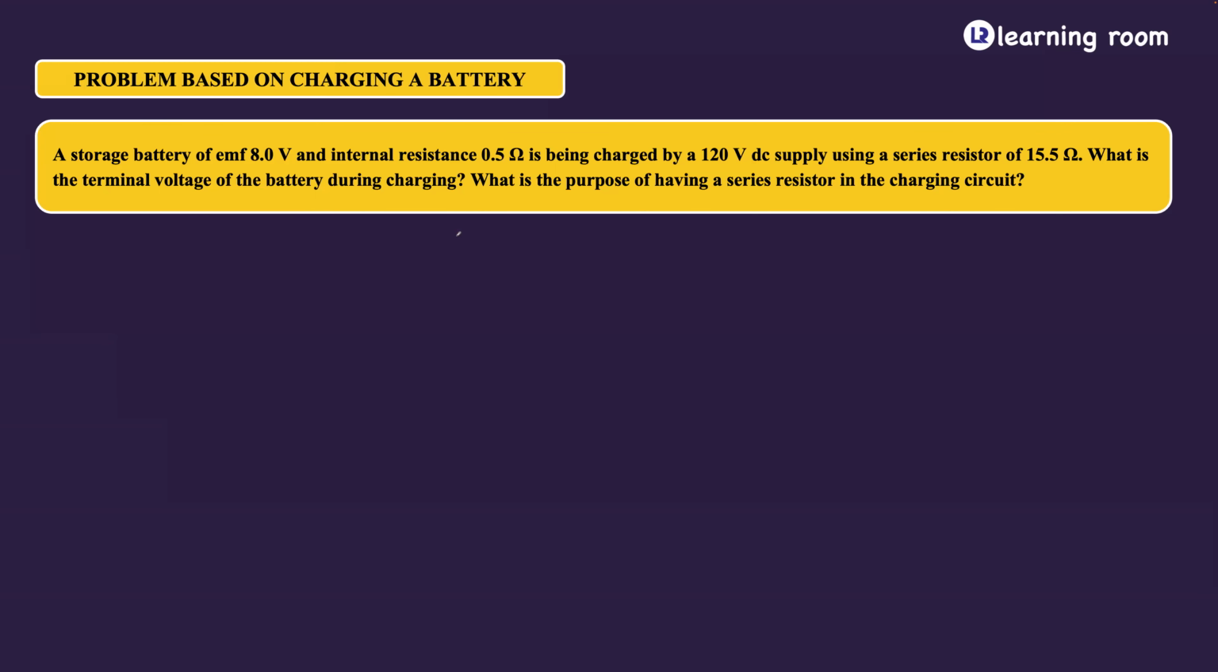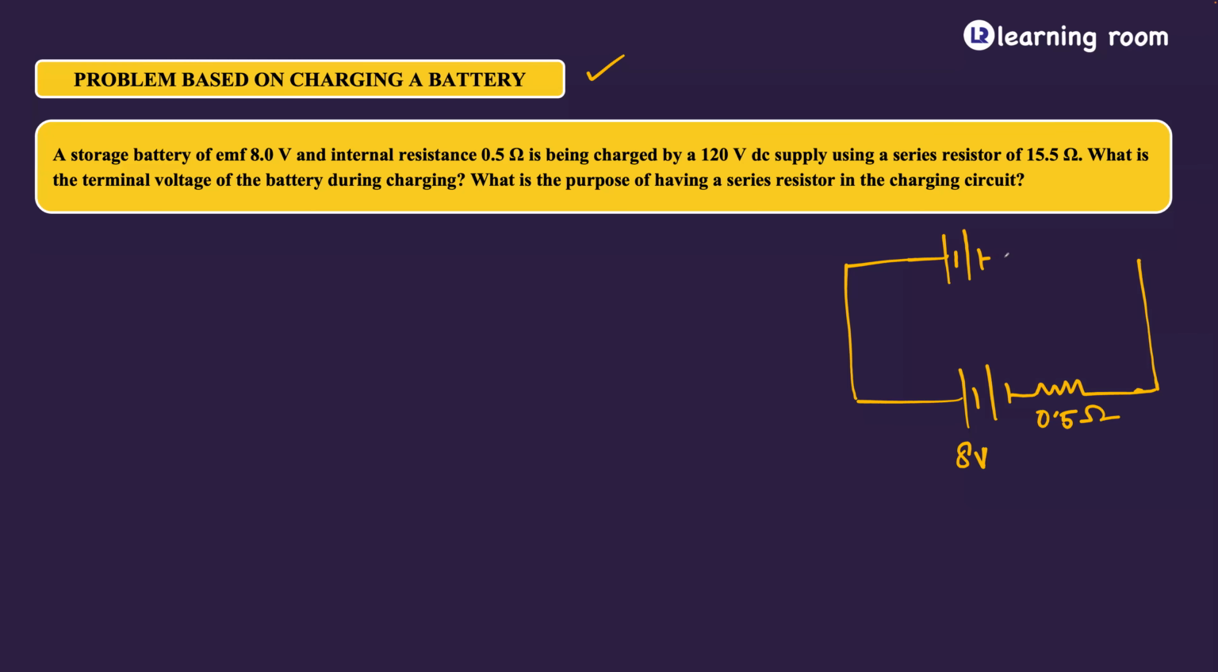Okay. So let us do a problem that is based on charging a battery. If you look at this question, there is a storage battery of EMF 8 volt and internal resistance of 0.5 ohm. So there is an 8 volt battery which has an internal resistance of 0.5 ohm. If you observe, it is charged by a 120 volt DC supply. So I have a 120 volt DC supply.